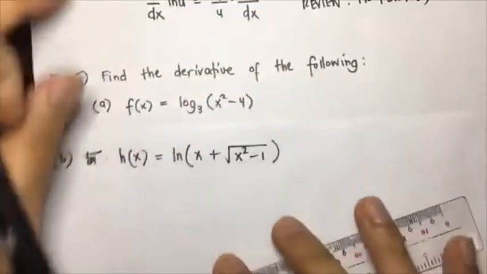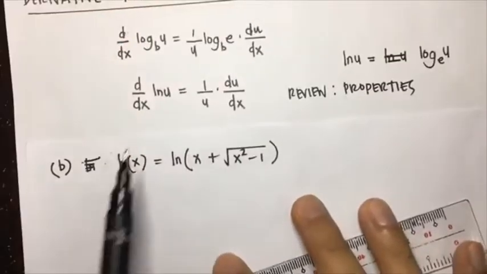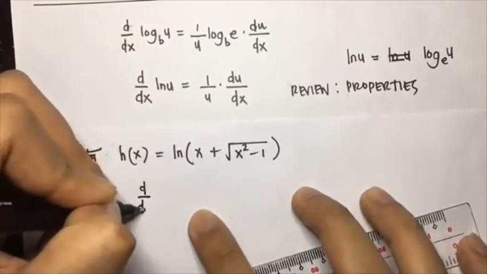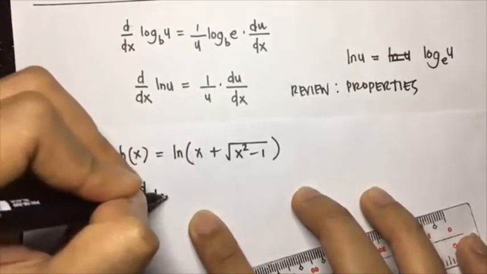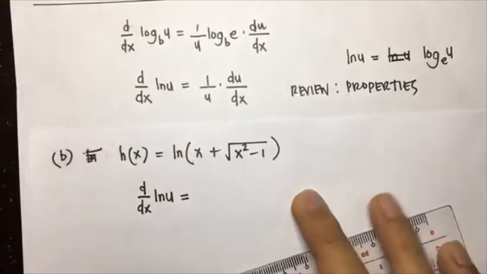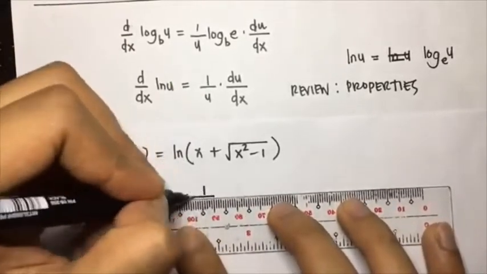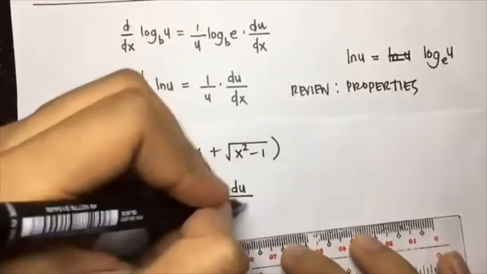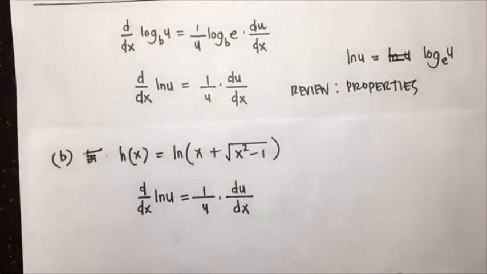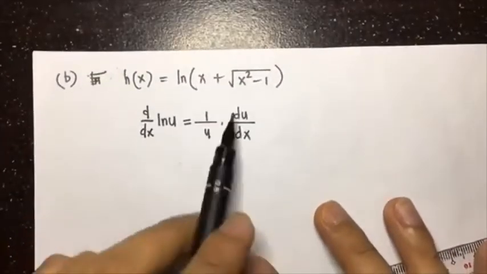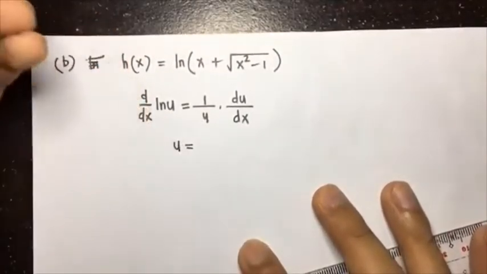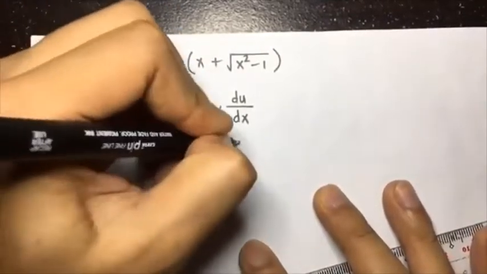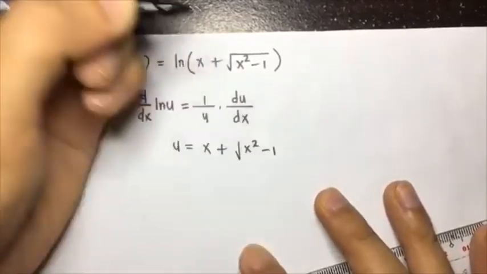Okay, so for this problem, we will be using the second formula. So the second formula, let's rewrite it. The derivative with respect to x of ln of u is equal to 1 over u multiplied by du over dx. Okay, so in this case, our u is equal to x plus square root of x squared minus 1.